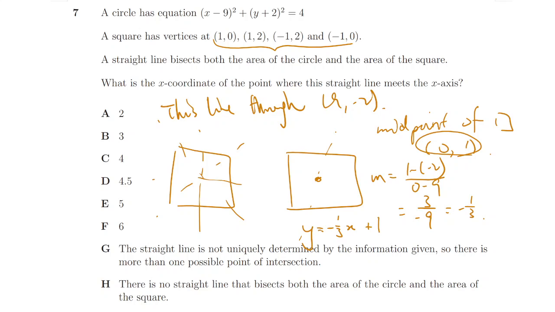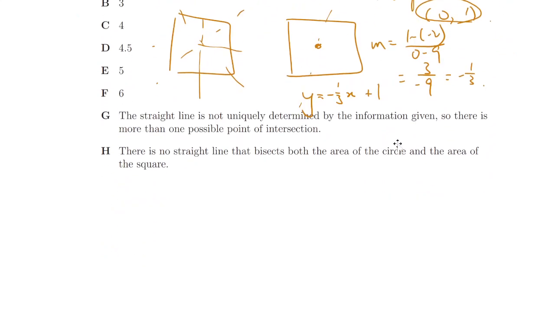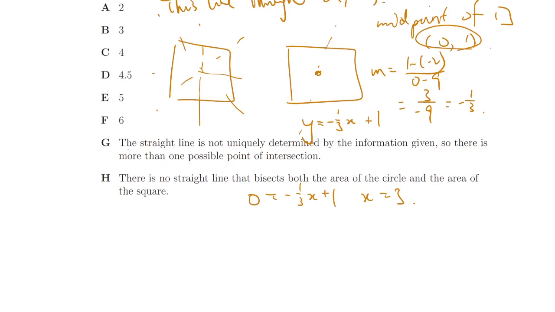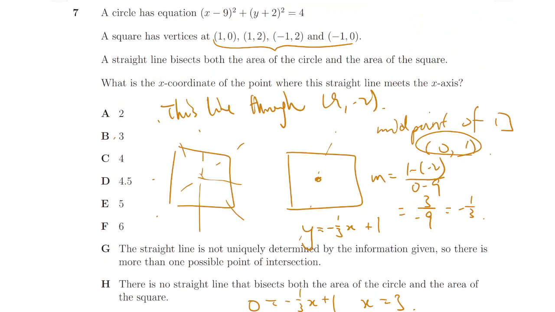Good. What is this asking? It's asking for the x-coordinate of the point where the straight line meets the x-axis. Okay, so I want the x-intercept. How do I get the x-intercept? Well, I set y equal to 0. 0 = −1/3 x + 1. So x = 3. Final answer would be option B. There we are. All right, so once we realize that these lines must pass through the centers of the shapes, then life becomes pretty easy from there.